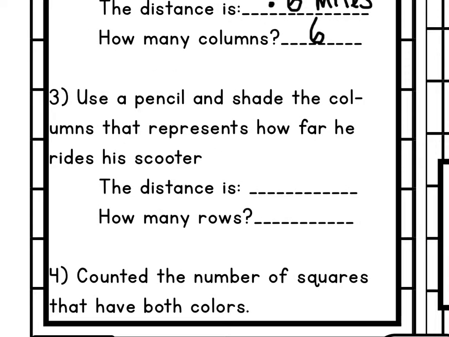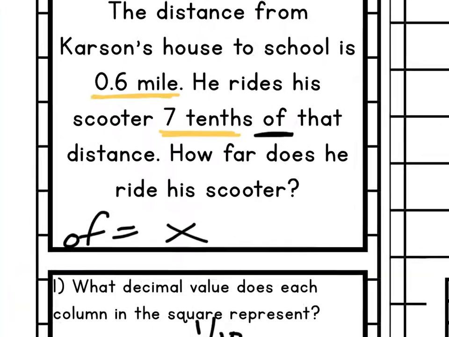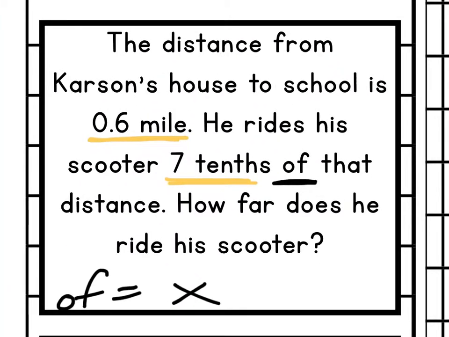Let's go to step 3. It says use a pencil and shade the columns, or this time we'll probably do the rows. And so that's a typo that I need to fix. So that should be rows. So use a pencil and shade the rows that represent how far he rides his scooter. So let's look at this. How far does he ride his scooter? He rides his scooter 7/10.